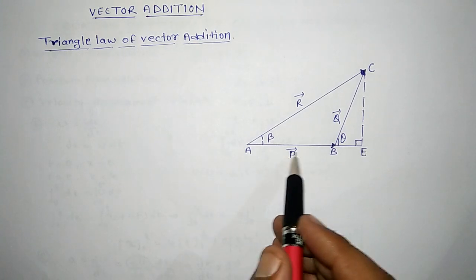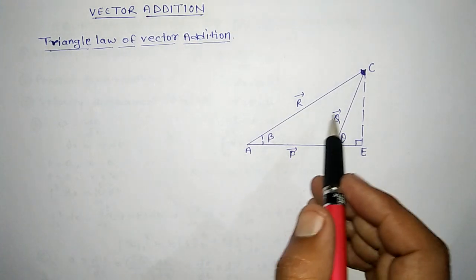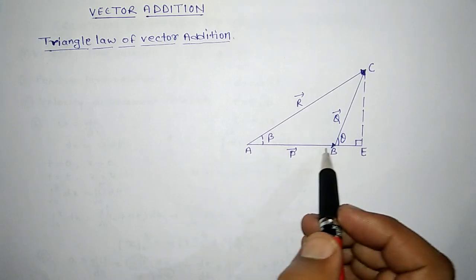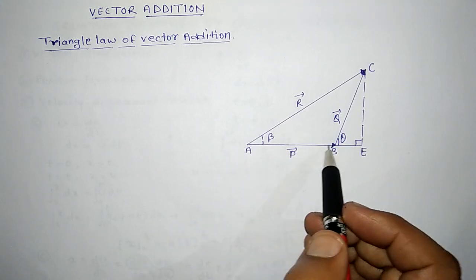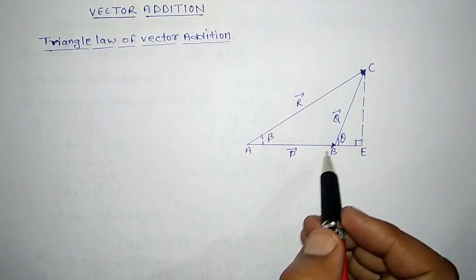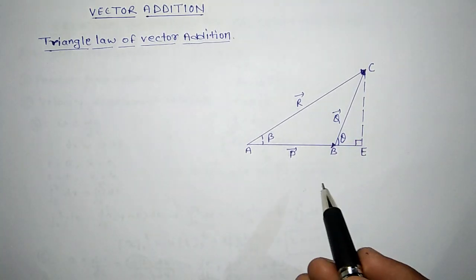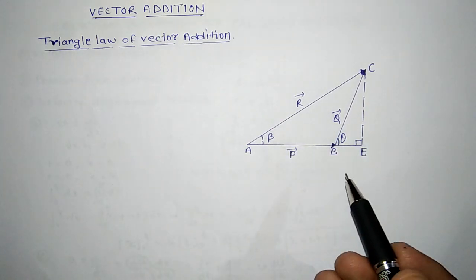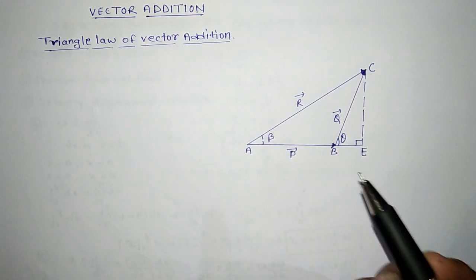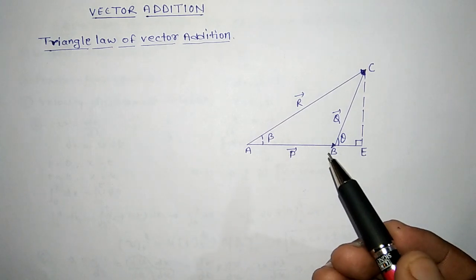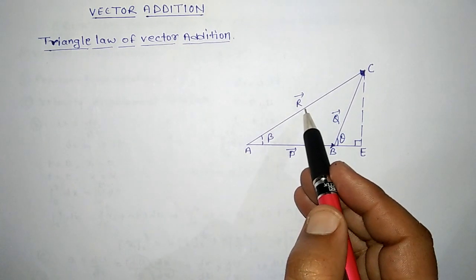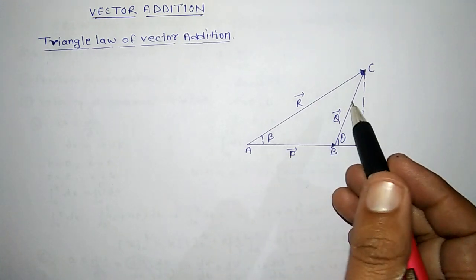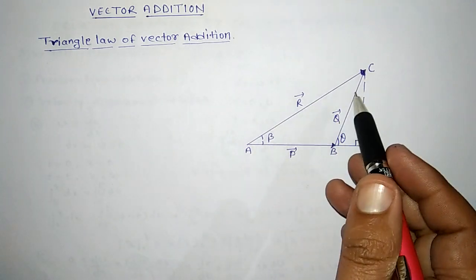First I will discuss the triangle law of vector addition. Let the two vectors P and Q be represented both in magnitude and direction by the sides AB and BC of the triangle taken in the same order. Then according to the triangle law of vector addition, the resultant R is given by the closing side AC taken in the opposite order.